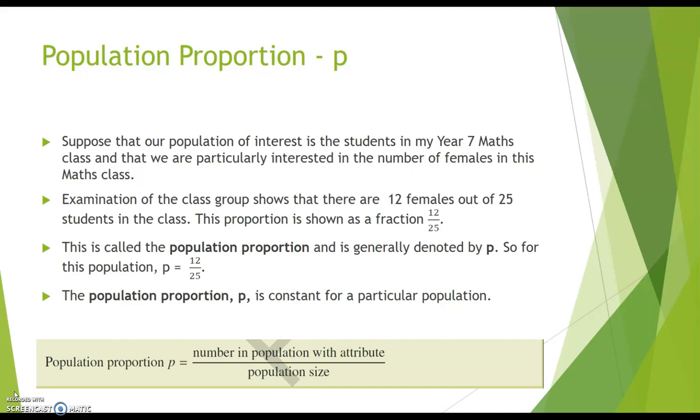As a definition, we say that the population proportion P is equal to the number in the population with a particular attribute divided by the population size. In this example, the particular attribute was being a female. There were 12 females in the group out of a total population of 25.